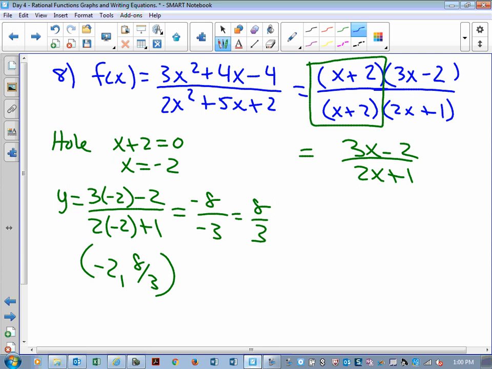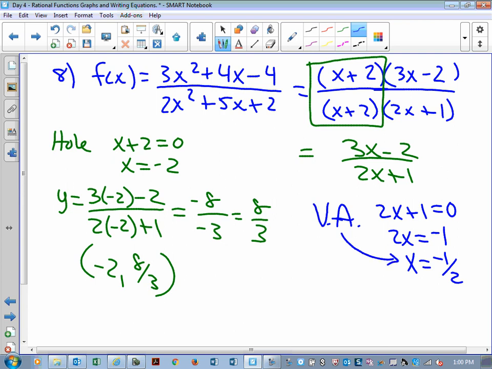The next thing you're going to do is your vertical asymptote. So, vertical asymptote. Our vertical asymptote is the rest of our denominator. In this case, the rest of our denominator is 2x plus 1, so 2x equals -1 and x equals -1/2. That's my vertical asymptote. Okay? So I found my hole first, and then I deal with whatever's left over for a vertical asymptote.